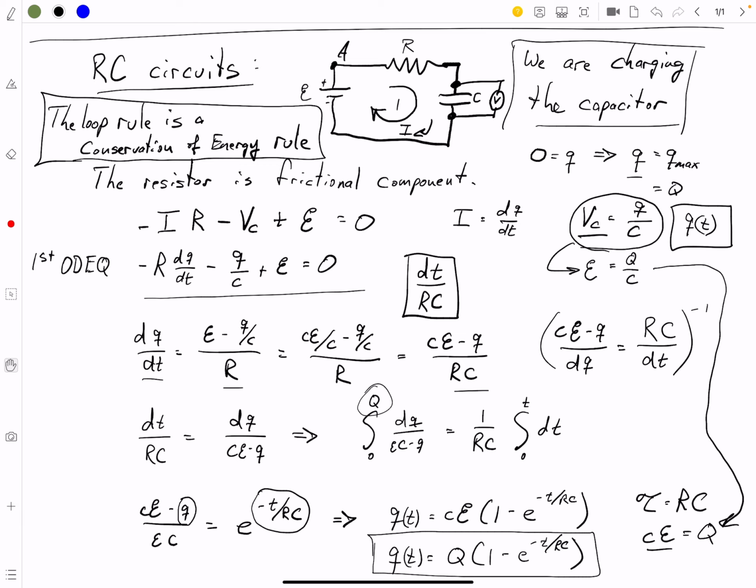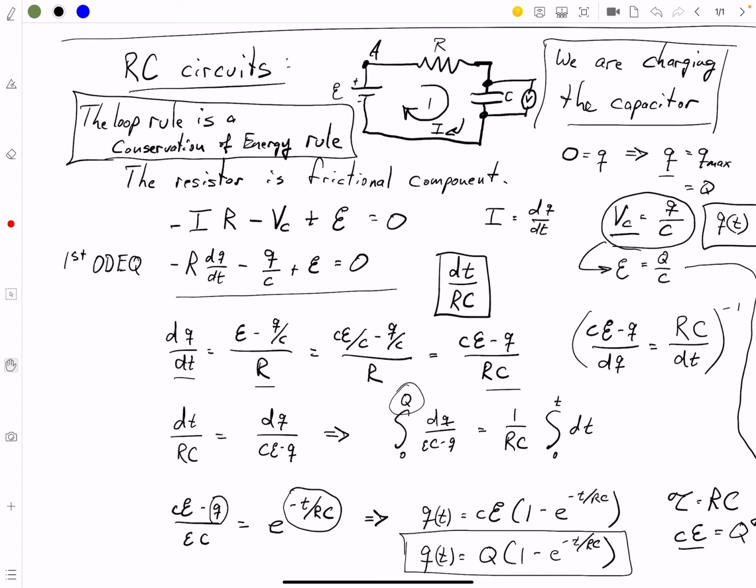Hi guys, let's continue. We've got RC circuits as our next thing to do. Keep in mind, I drew an RC circuit for us here. We're charging the capacitor initially. We're going to go through the discharge of the capacitor in a little bit, but we're initially charging the capacitor. We've got our capacitor here, the resistor.